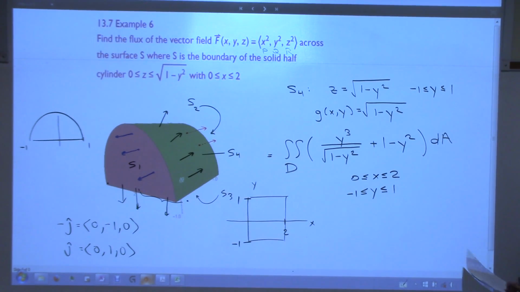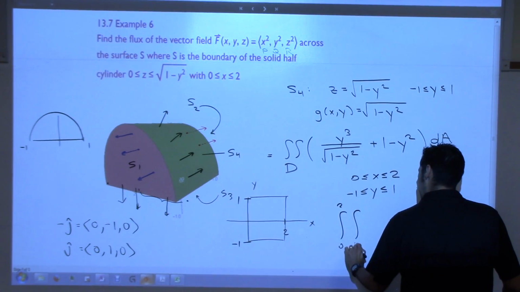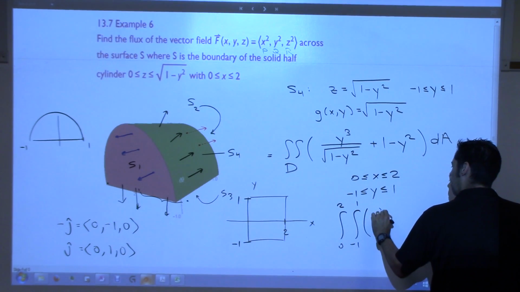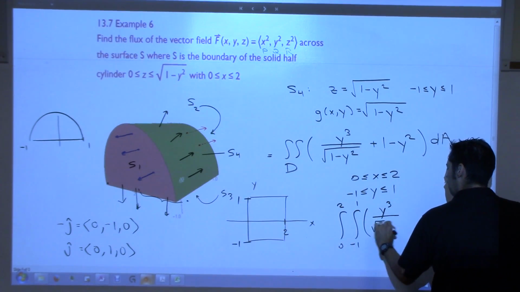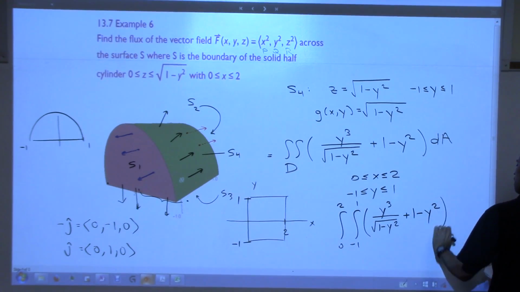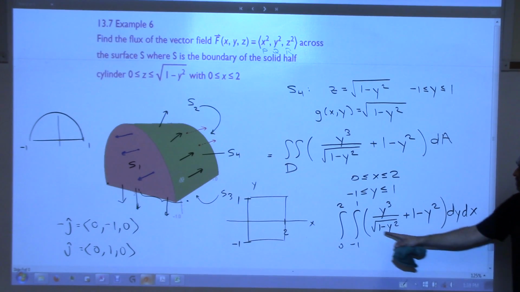So the last step I'm going to do is to set up my limits of integration, 0 to 2, negative 1 to 1 of y cubed over square root of 1 minus y squared plus 1 minus y squared, dy dx, because I chose the order here to be like this.